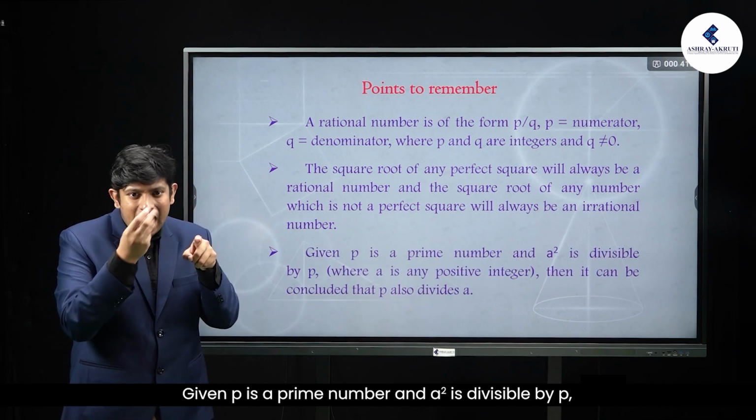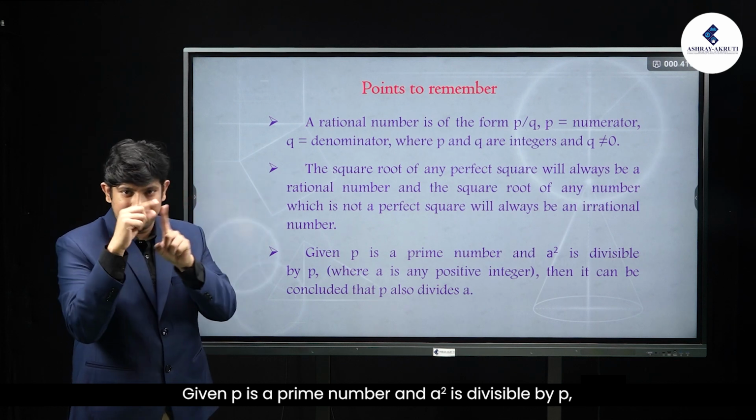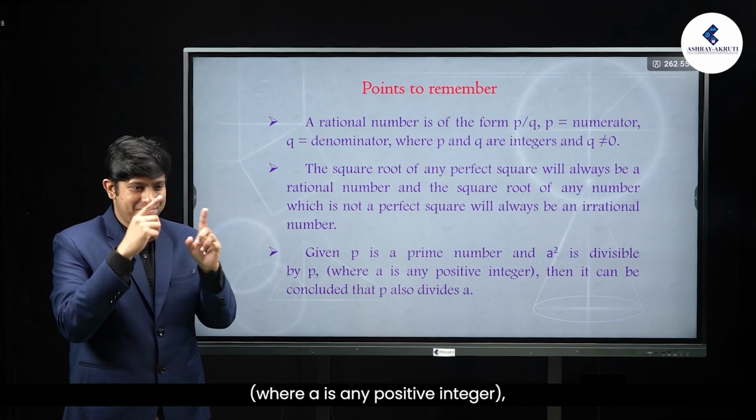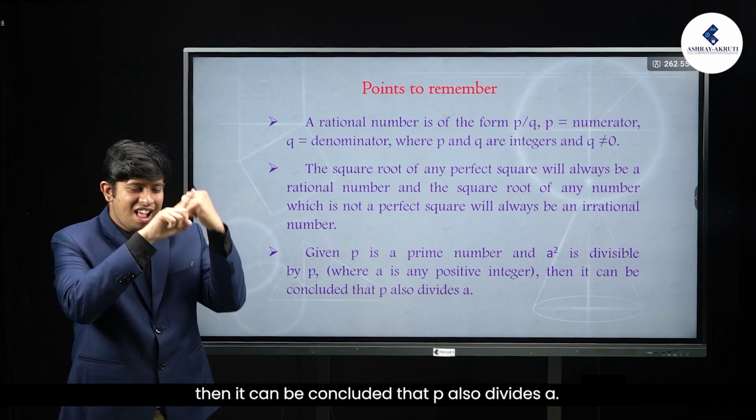Given p is a prime number and a square is divisible by p, where a is any positive integer, then it can be concluded that p also divides a.